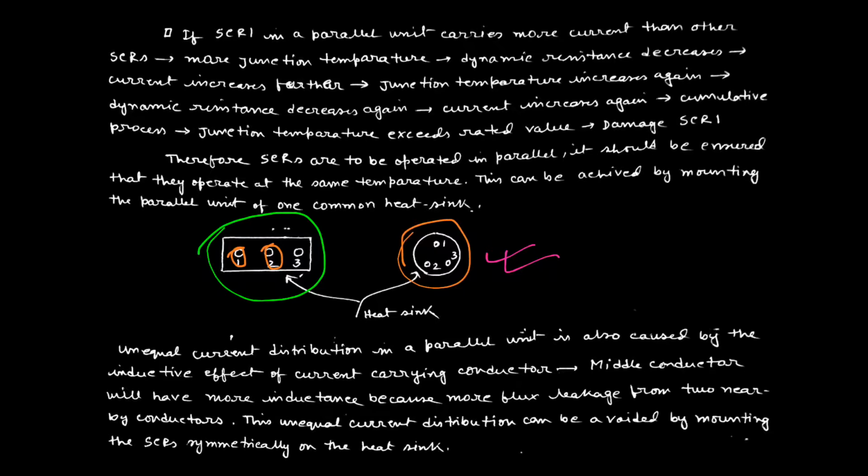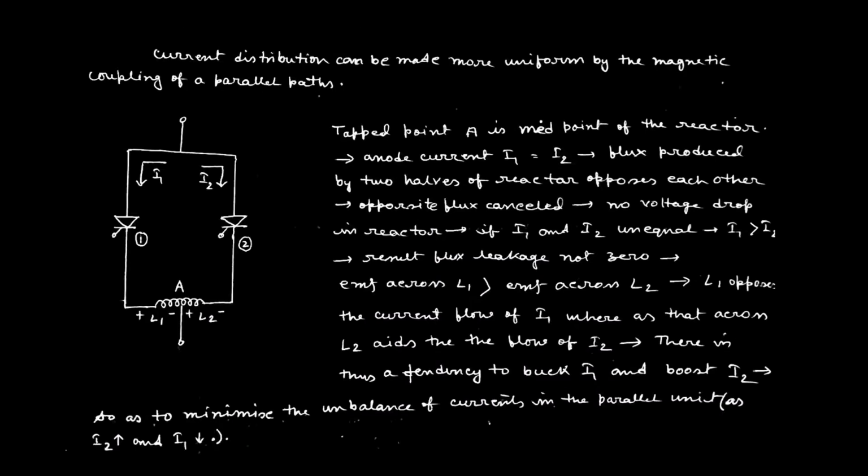But yet there might be some problem. To solve this problem, we can have another approach. See, we can connect these SCRs through a proper inductive channel, or proper inductor, and the middle point of the inductor is tapped. That means the number of turns in this part and the number of turns in this part will both be the same. That means the inductive effect of L1 and the inductive effect of L2 will both be the same.